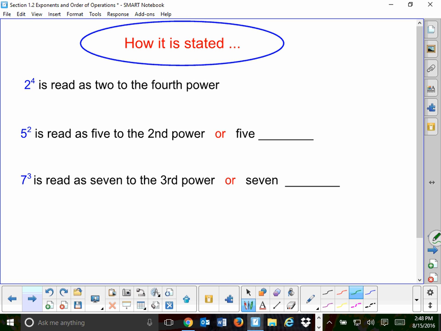So we need to know how to read this. The first one, what was just used in that example, is read as 2 to the 4th power. The second one, you can read it 2 different ways. It can either be read as 5 to the 2nd power, or I will usually refer to it as 5 squared.